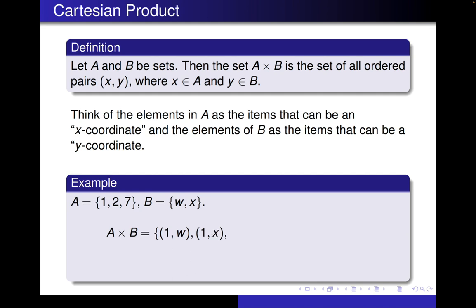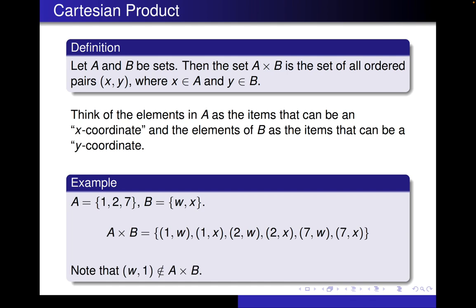I can keep the same number 1 from A, and in order to make a different element of A cross B, just put in a different element of B. So I have 1W and 1X. Those both have the number 1 in the x coordinate, but they're different points because they have different y coordinates. And then we do the same thing with 2. You get 2W and 2X, and then you get 7W and 7X, and that gives you all the possible ways you can take an element of A and pair it with an element of B. Notice that you have 6 elements in that set.